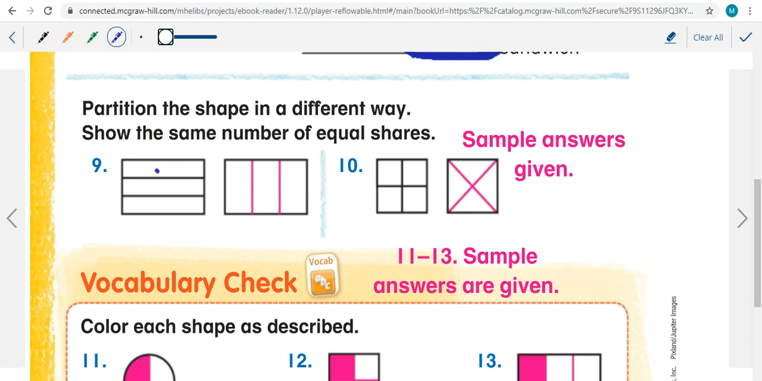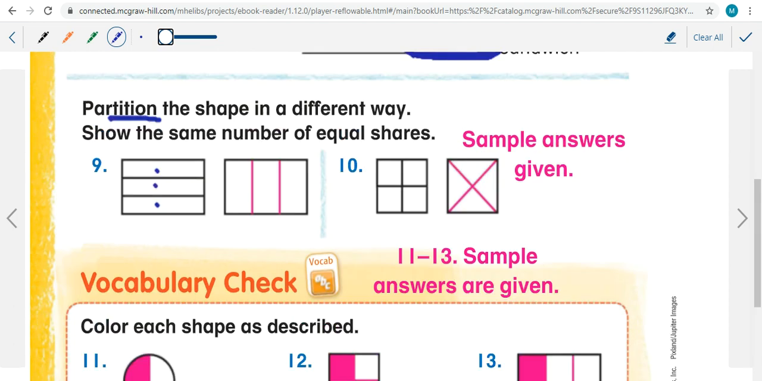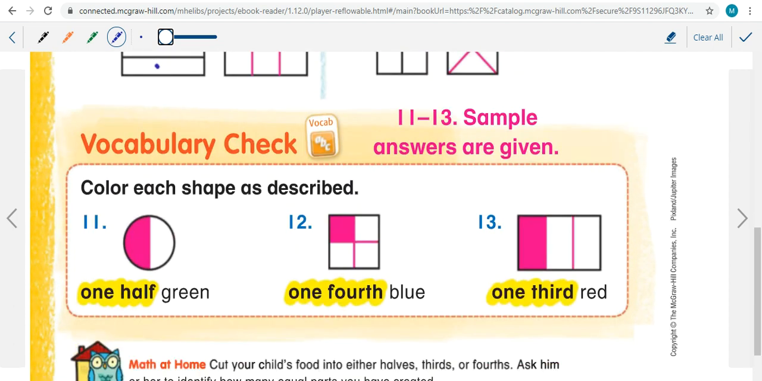Number 9, partition the shape in a different way. You're going to divide the first shape into 3 equal parts, but they have to be separated or partitioned in a different way from the example given. Number 10, you have to divide it into 4 equal parts. Color each shape as described.